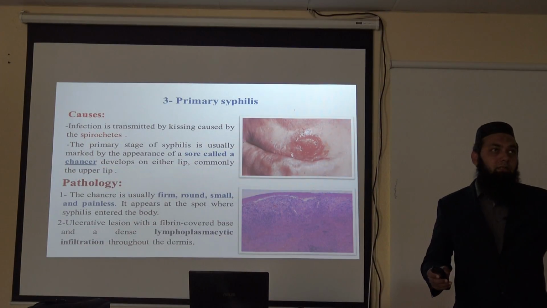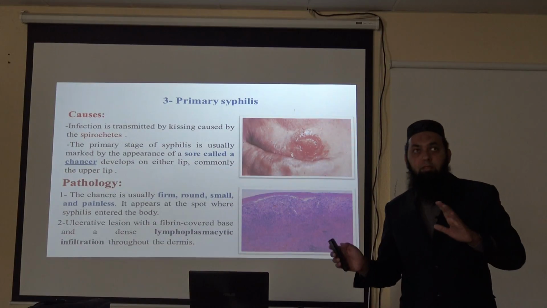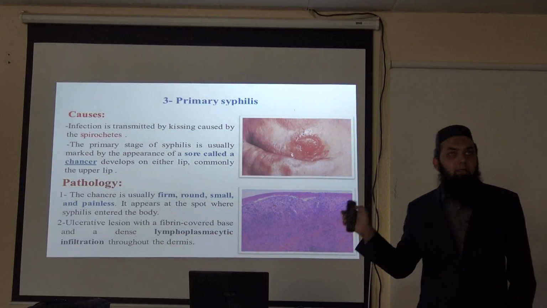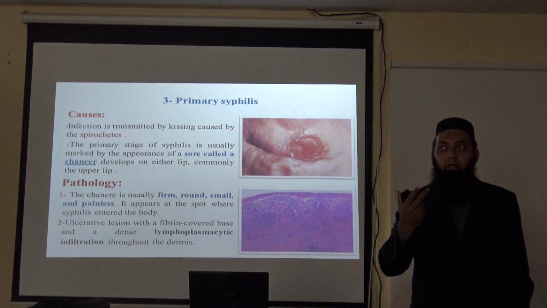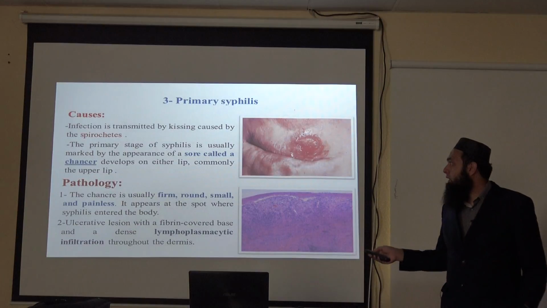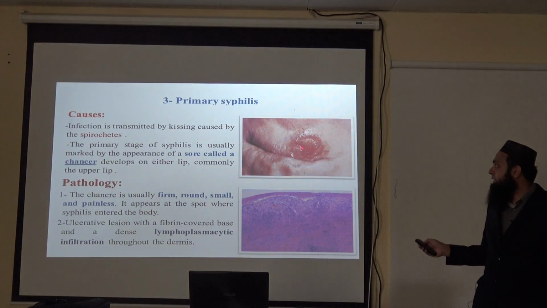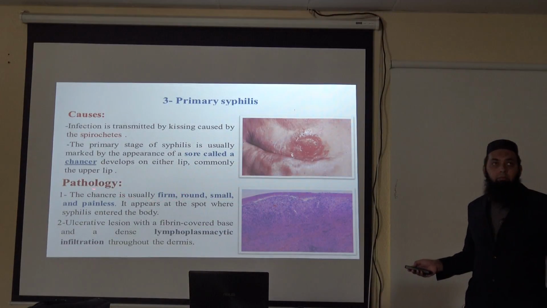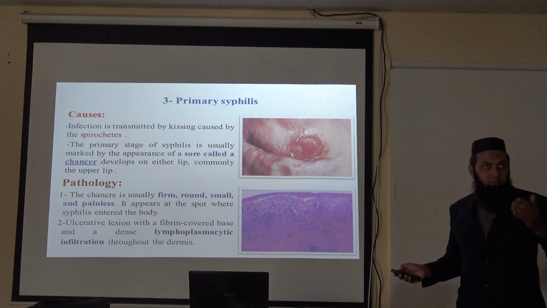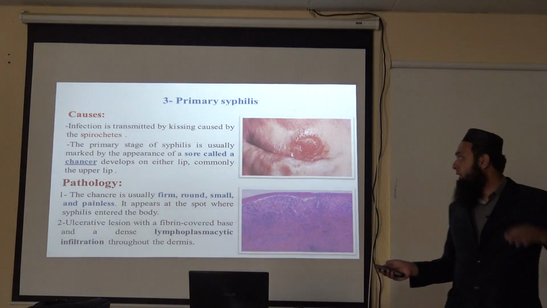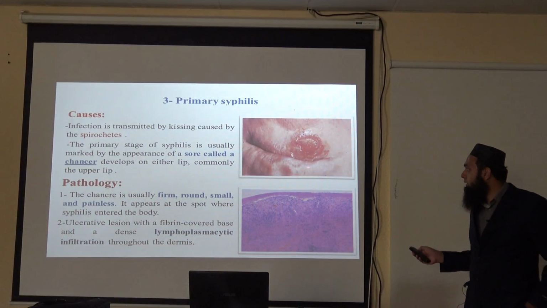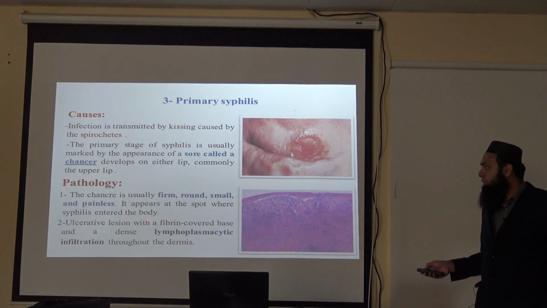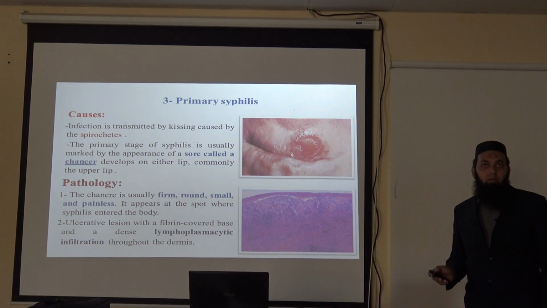So there are different stages of this disease, syphilis. In the primary stage, usually these ulcers arise around the oral cavity. Okay? The specific shape of these ulcers. So usually they are firm. The previous one were soft. They are firm, round, small and painless. And it appears at a spot where syphilis entered the body.